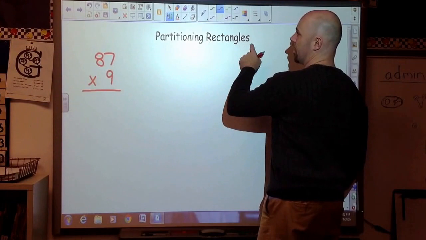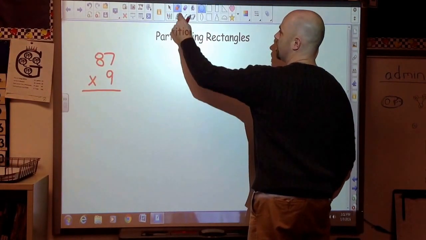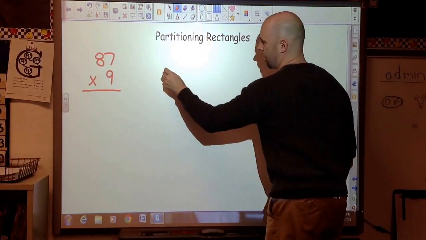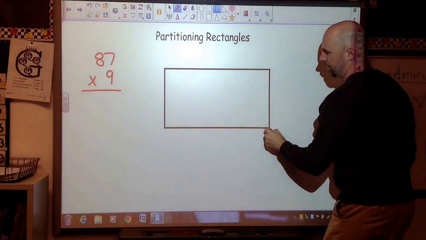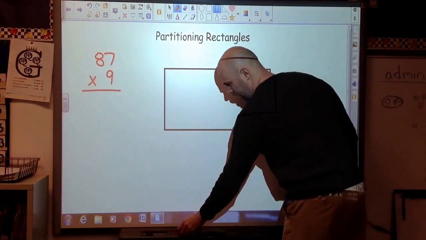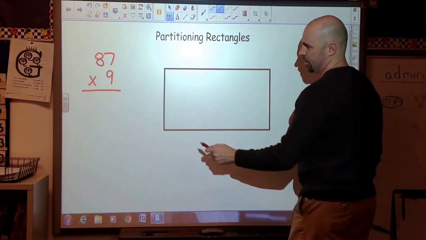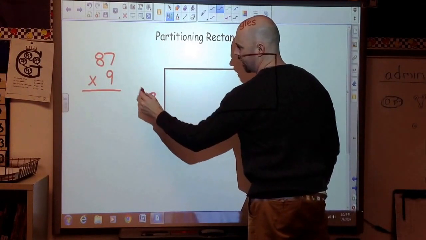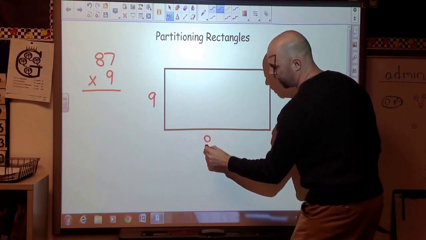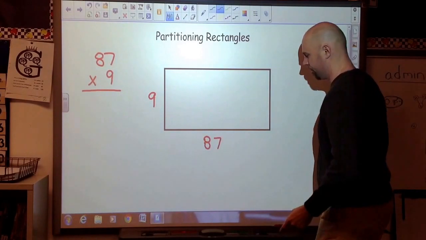So we're making a rectangle. Let's make one. I get to cheat, use my board. Draw a rectangle. And now let's write our math facts down. So we're going to put our 9 on the side, and like I said, we're going to put that 87 down below so we can break it into pieces.